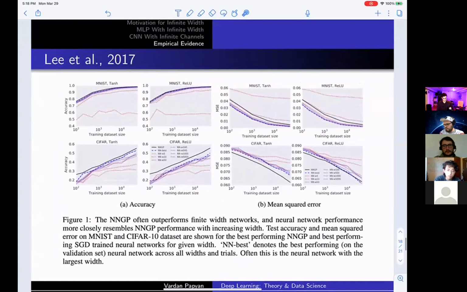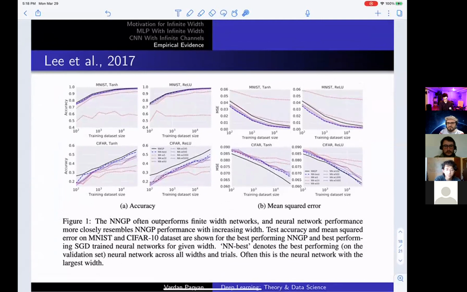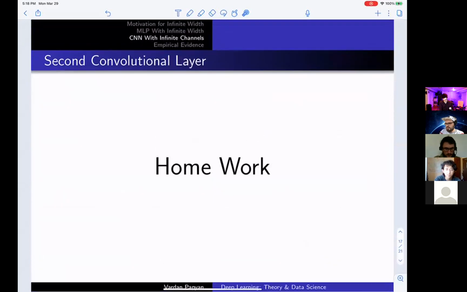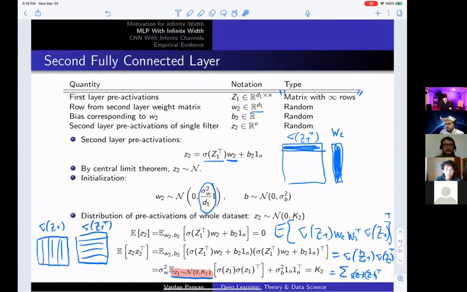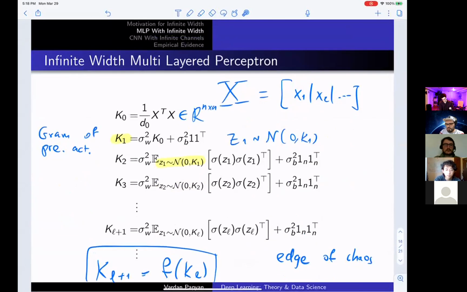What we've seen is that you can predict how the different features behave, and based on these calculations, you can calculate the predictions of the infinite network on a test point. That's what they're doing.